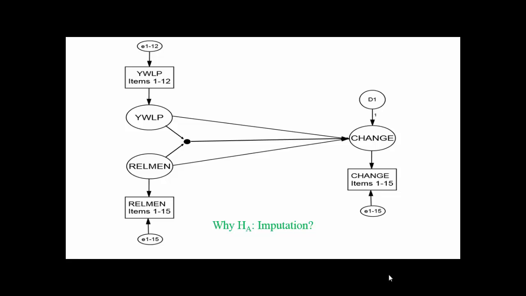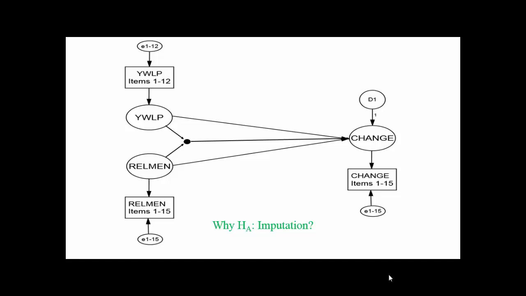Well, the answer is there's something called Graham's Golden Rule of Imputation. That comes from his 2012 book. Graham's Golden Rule says if you're going to use multiple imputation, your imputation model, and remember your multiple imputation is a model just like an analysis model, but Graham's Golden Rule says your imputation model has to be at least as complex as your analysis model.